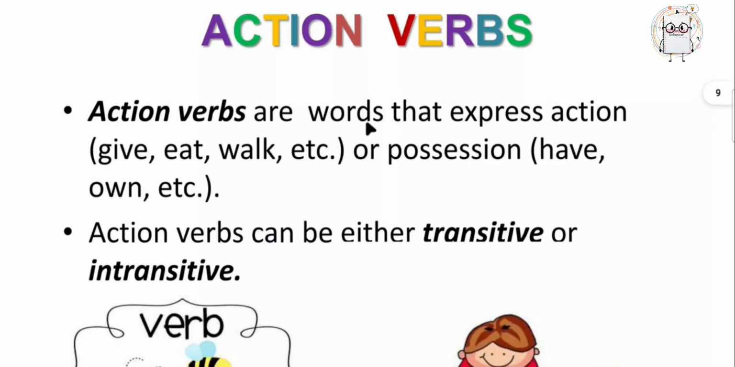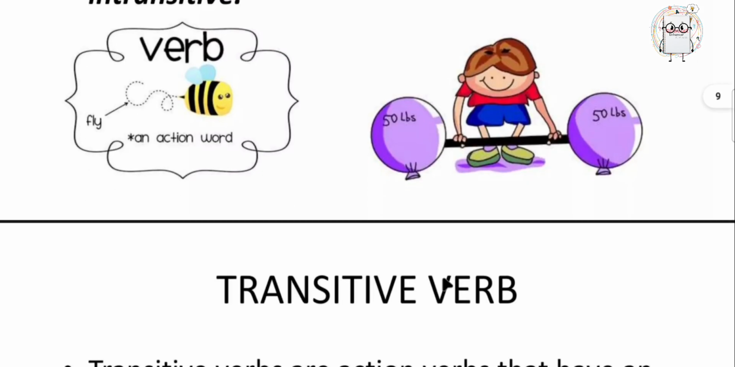Action verbs are words that express action, give, take, work, etc., or possession, have, own, etc. Action verbs can be either transitive or intransitive. Action verbs दो तरह से हो सकते हैं, transitive verb और intransitive verb.